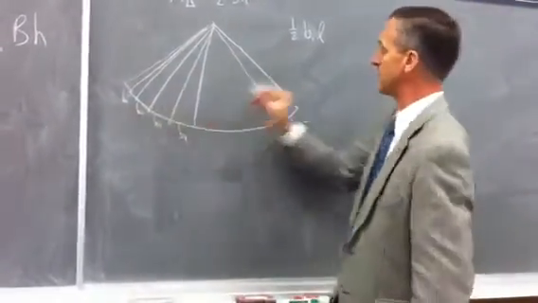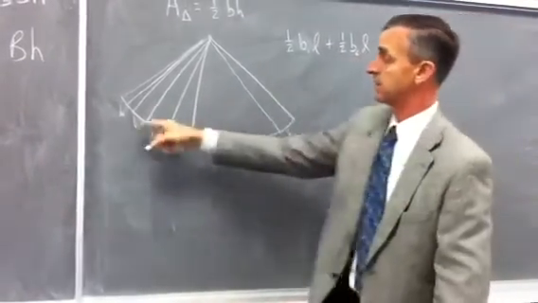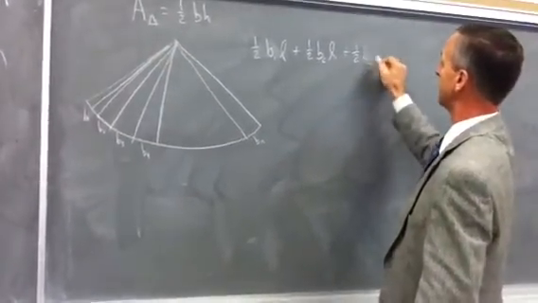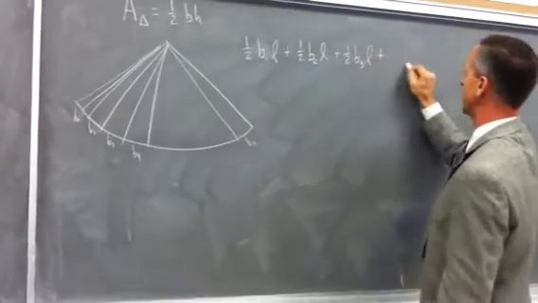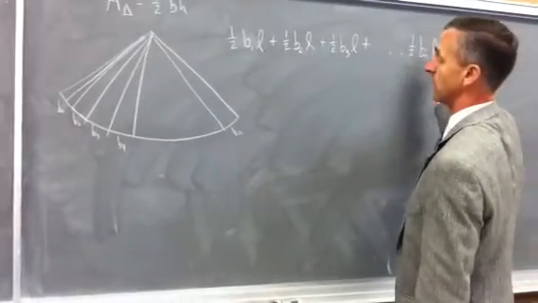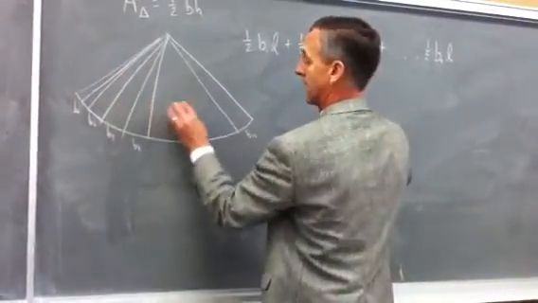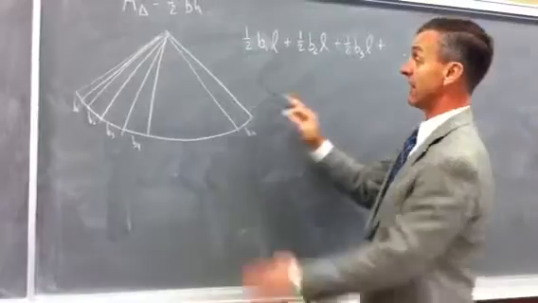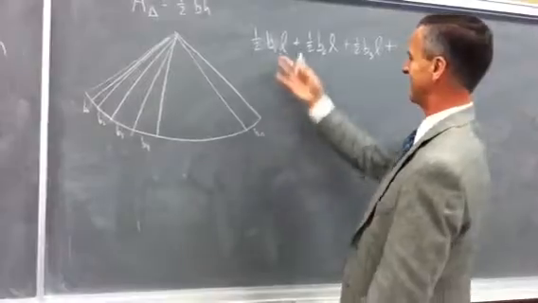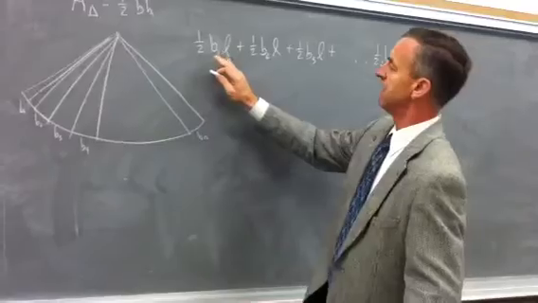Now the area of the next one would be 1/2 b sub 2 times L to get the area of the next triangle. Area of the next one, 1/2 b sub 3 times L plus dot, dot, dot, all the way over to 1/2 b sub n times the height, or slant height. This, adding up all of these triangles all the way across, will give us the total lateral surface area of the cone. But this isn't too helpful in the method that we've got it here.